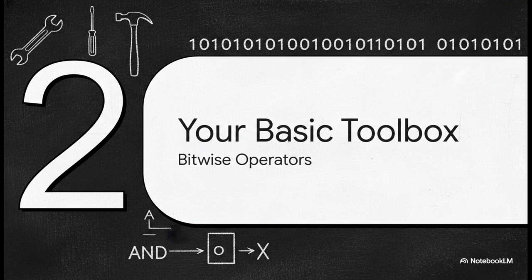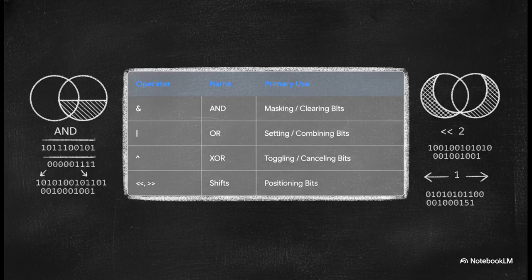So now that we understand how numbers are represented, let's look at the operators we can use to actually manipulate them. Think of these as our fundamental tools. And here's your basic toolbox. You've got AND, which is great for checking if a bit is on or for clearing bits. You've got OR for setting bits or combining them. You have shifts for just moving bits left and right. And then there's XOR, which has some really special properties.